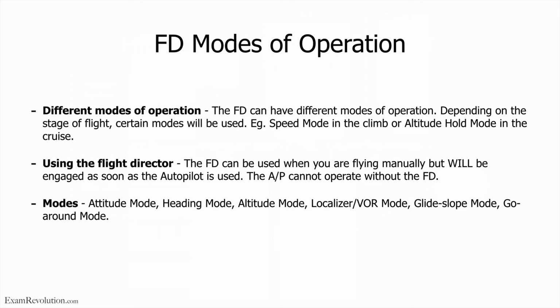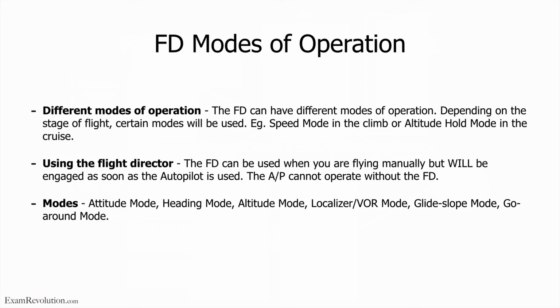So let's talk about using the flight director. Well, the flight director can be used when you are flying manually, but it will be engaged as soon as the autopilot is used. So you cannot use the autopilot without the flight director. So if you pick the autopilot selections and you put the autopilot on, it must use the flight director. That is the reference of the autopilot. It literally just follows the flight director. So it cannot operate without the flight director.